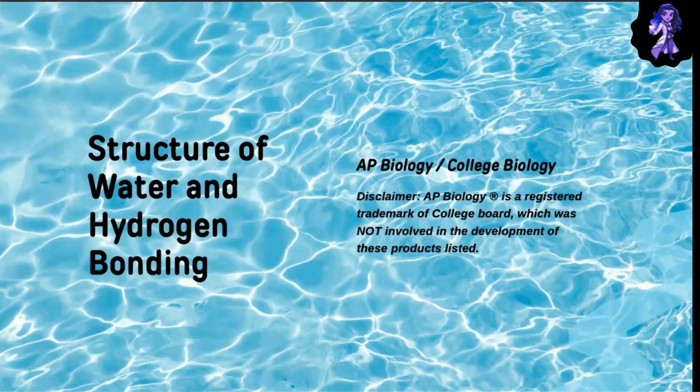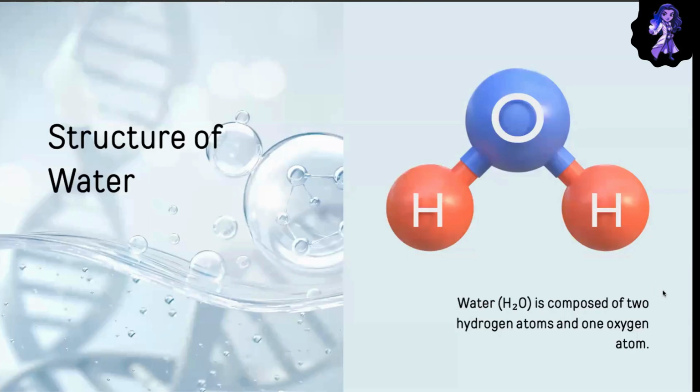Welcome. Lesson 1.1 of Unit 1 is the structure of water and hydrogen bonding. And this is great if you're trying to review properties of water as it relates to AP biology or the first college biology course. Let's take a look at the overall structure of water, which you see on the right-hand side here. But let's try to review how it's actually formulated or how it comes to be.